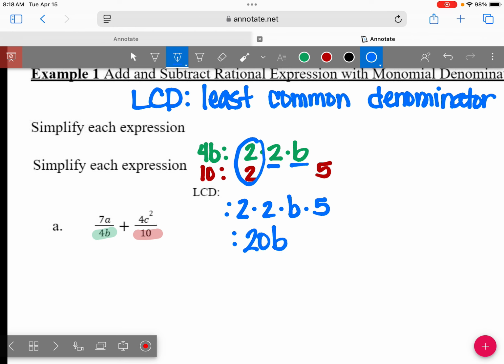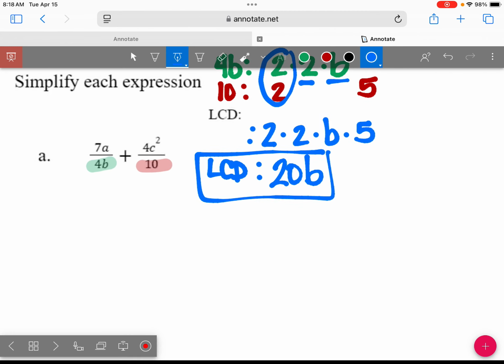20b. That's my LCD. So when I do my answer, that's going to be my denominator. All right, so now let's start doing it. So my first fraction is 7a over 4b.